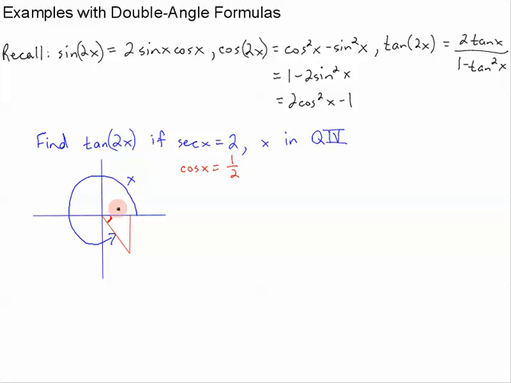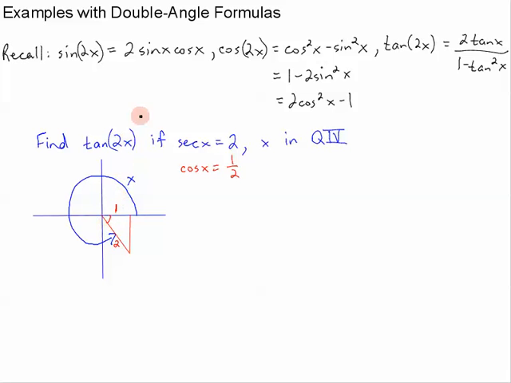So we could either put 1/2 as the x coordinate here, or we could consider cosine as being the adjacent over the hypotenuse. So that's what I'm going to do to avoid fractions. So the adjacent side here is 1, and my hypotenuse I will call 2. Now we just have to figure out the length of this side, because we want to know tangent of 2x.